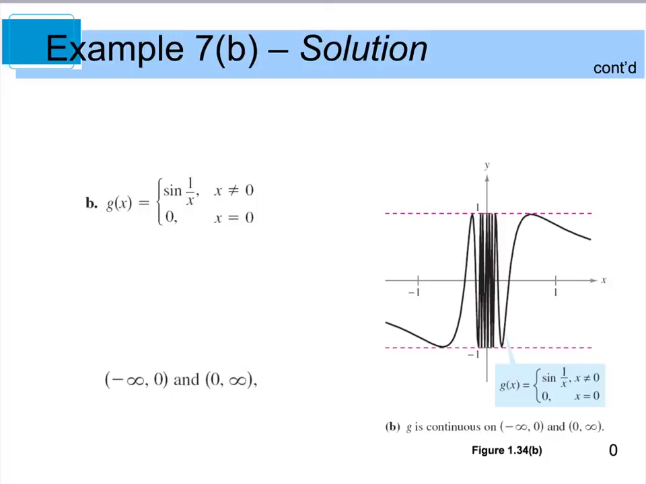So our function then is going to be shown as being continuous on the intervals from negative infinity to 0 and from 0 to positive infinity. And again, we include the parentheses and not brackets because parentheses means we do not include the point 0.